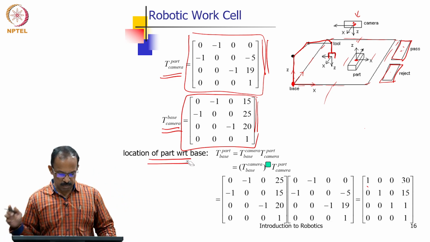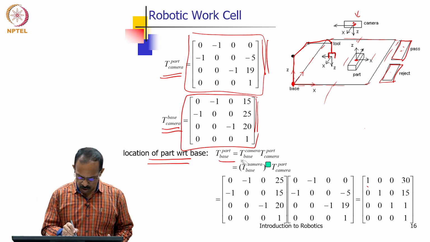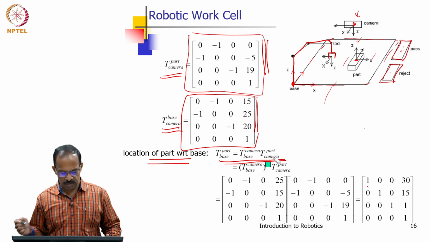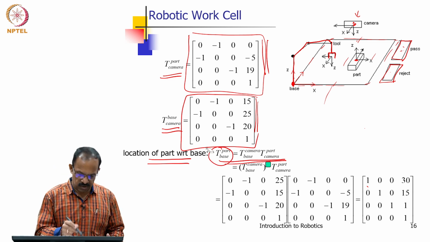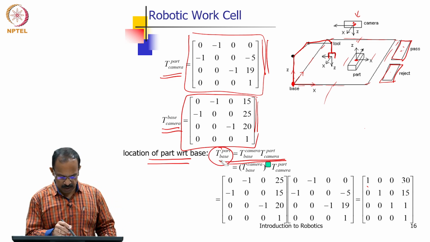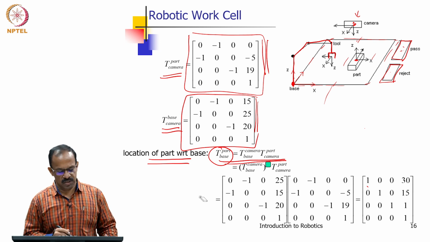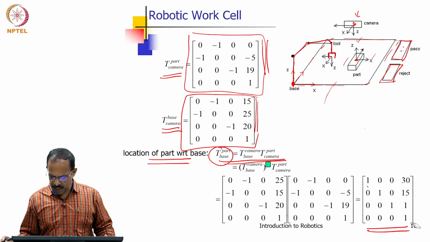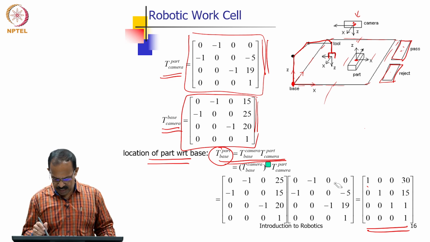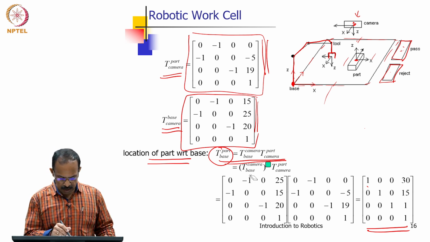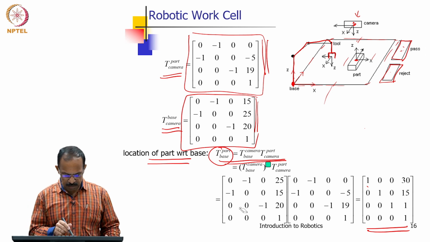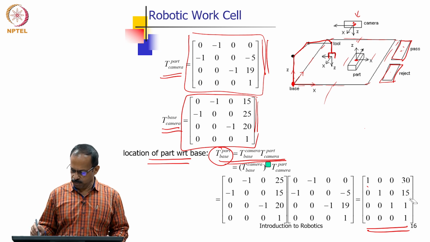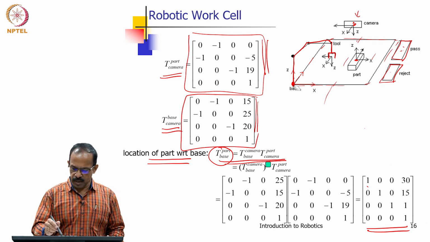That can be obtained by taking T part to base as T camera to base multiplied by T part to camera, which gives you the transformation part to base, and we get this as the location of the part with respect to the base. So, by taking camera to base and part to camera we are able to get the position of the part with respect to the robot base.